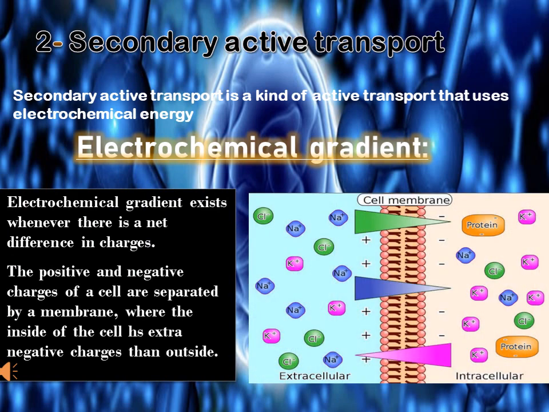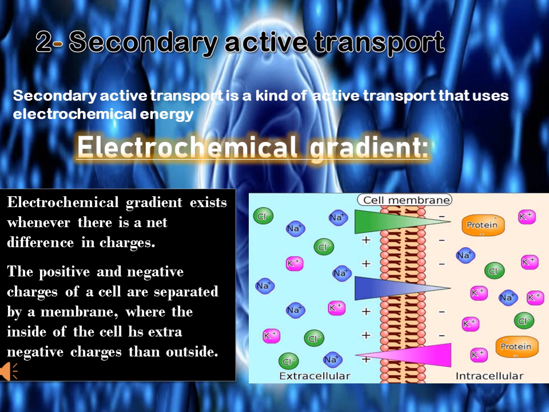Secondary active transport. In this type, we use electrochemical energy. This process occurs across a biological membrane, where a transporter protein couples the movement of the electrochemical ion against the electrochemical gradient. What's an electrochemical gradient? Whenever there is a difference in charges, there is an electrochemical gradient. Positive and negative charges of the cell are separated, although there are still more negative charges inside the cell than outside the cell.